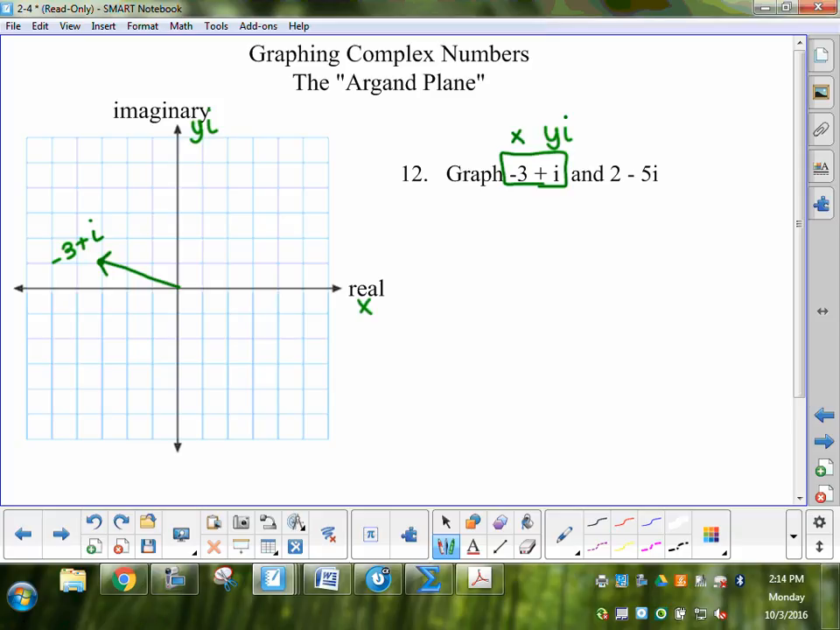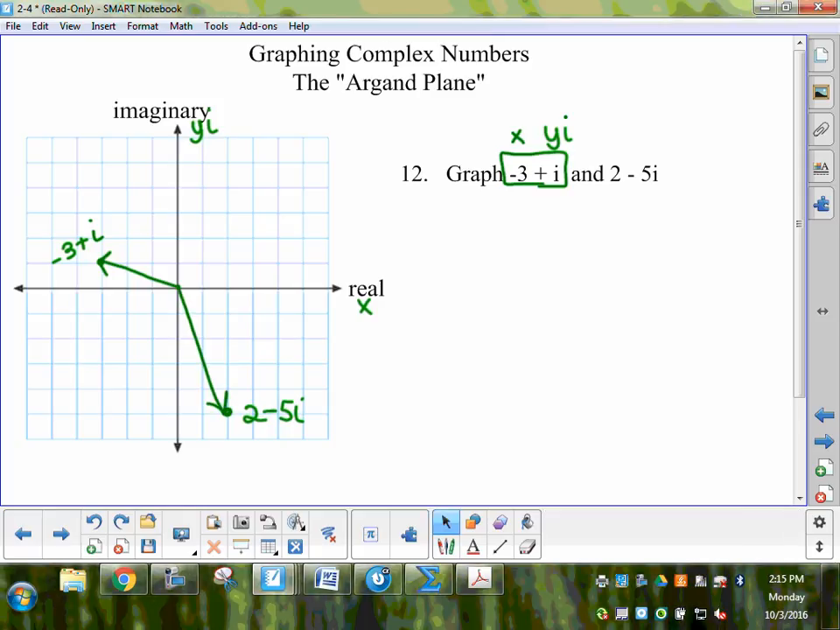Terrific. Let's go over 2 and down 5. So go over 1, 2, down 1, 2, 3, 4, 5. So over here I'd have this, and this would be 2 minus 5i. I sketch from here over to here as accurately as I can and label the coordinate. Questions on that?